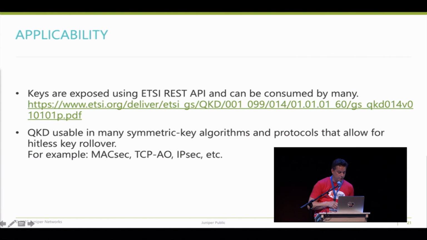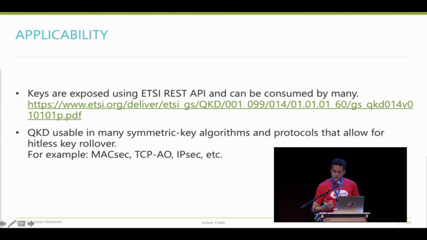So where is this applicable? As I mentioned, most QKD vendors expose a REST API, which is defined by ETSI. So you can just request those keys via this REST API and use them in many symmetric key algorithms and protocols, right? It could be, for example, MACsec or IPsec, or authentication of routing protocols using TCP-AO.